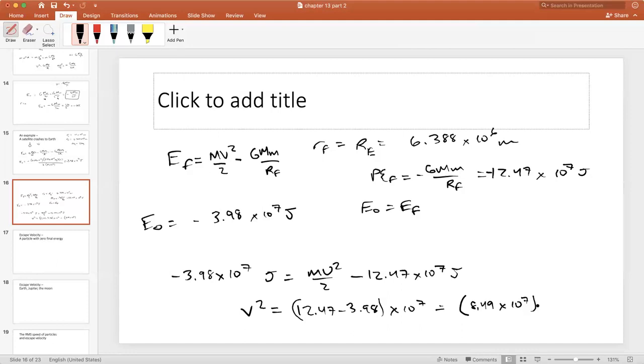When you're doing these, I usually move it one way or the other. This is equivalent to 84.9 times 10 to the 6th, right? And then when you take the square root, this just becomes 10 to the 3rd. So what is the square root of 84.9?